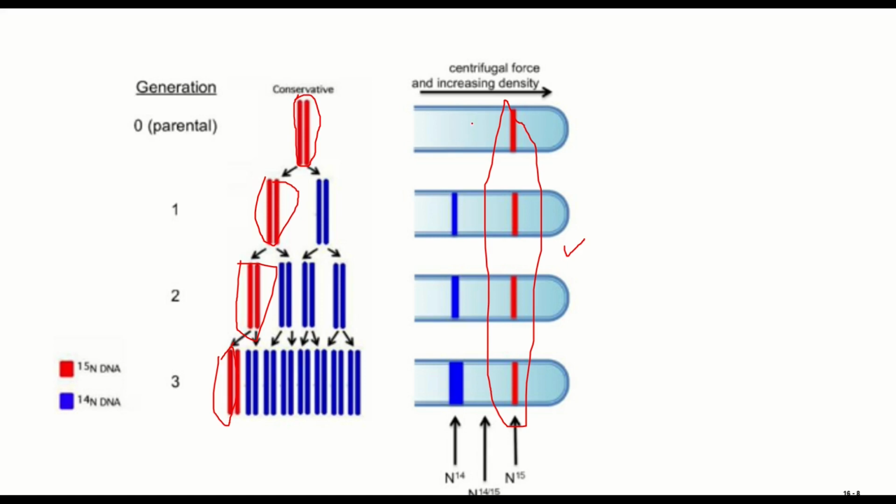As the generations increase, you start increasing the amount of new light bands. What is interesting here is that you never find an intermediate. This N14 and N15 combination never takes place in the conservative model. So if I ask you that question, the answer is that if the conservative model was right, you're never going to find a combination between the N14 and N15 band.